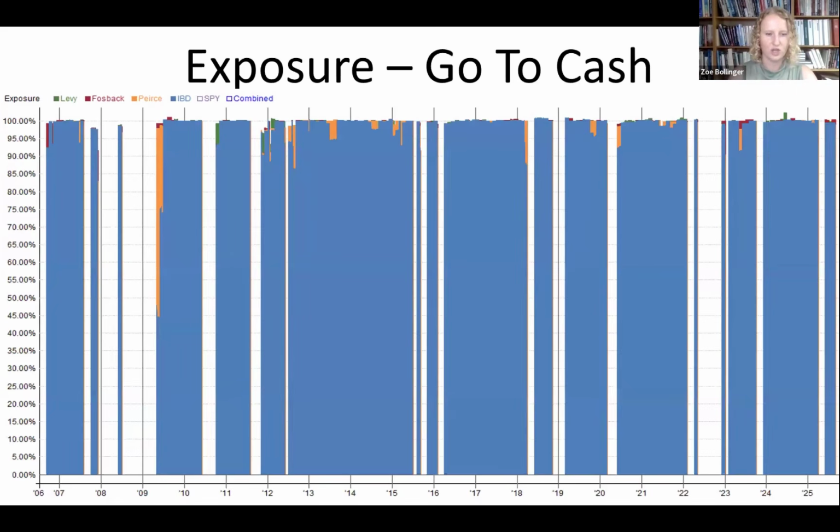And this is your exposure chart here as well. So you see, we're all getting out together across the systems when that situation happens. So you get these chunks where you're in cash.